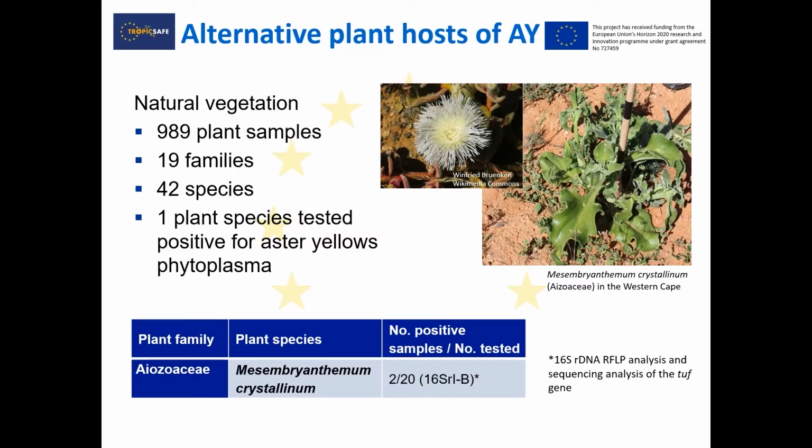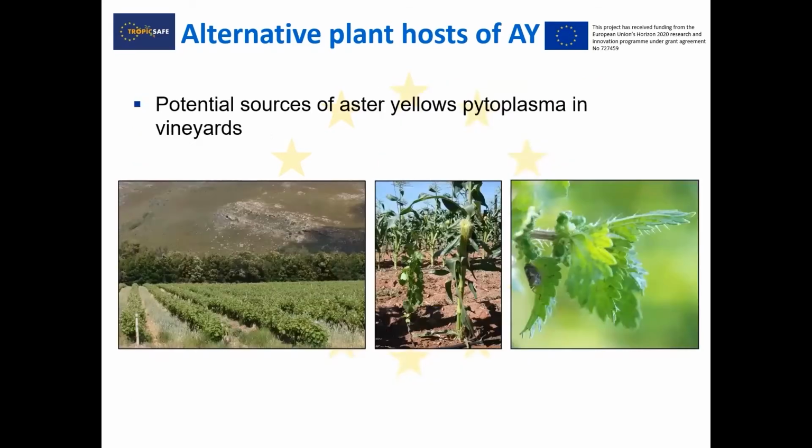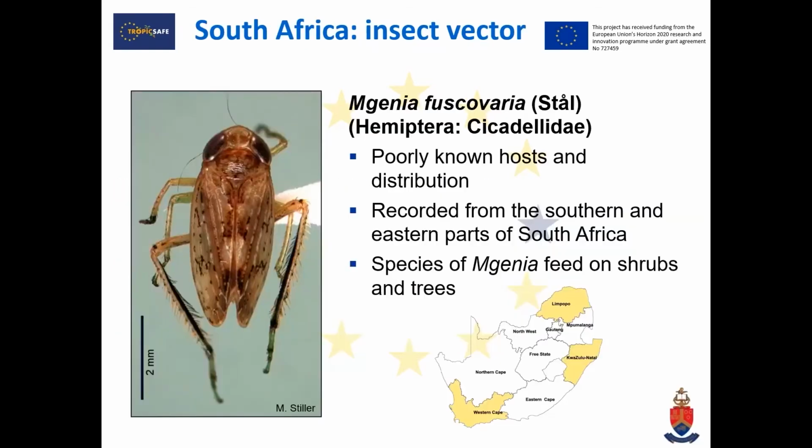The low number of Aster Yellows positive plants suggests that the plants within vineyards and surrounding areas are more likely to serve as Aster Yellows sources than plants in the natural vegetation.